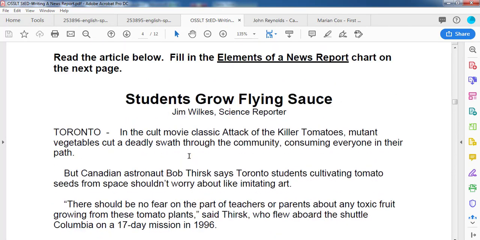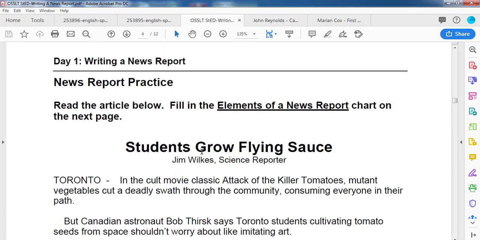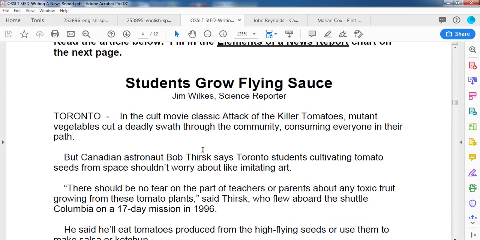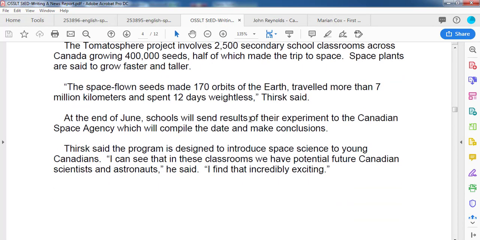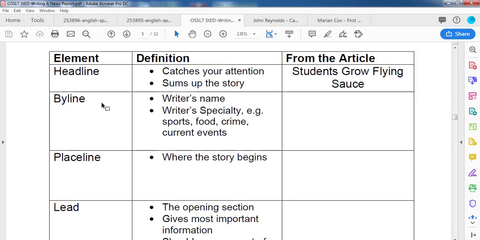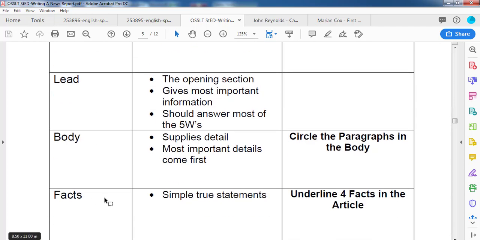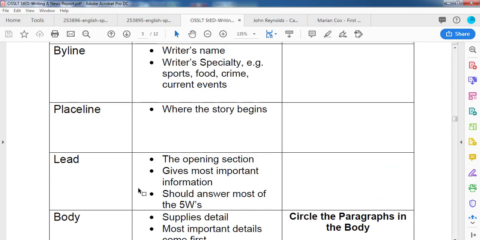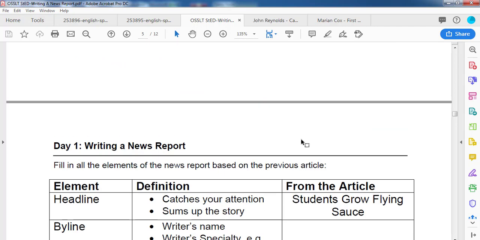A very good exercise to give to your students, after explaining what a newspaper report is, is to give them a newspaper report and ask them to analyze it. Where is the headline? Where is the byline? Where is the place line? Where is the lead? Where is the body? What are facts, quotations? Okay? And remember that the headline should catch the reader's attention and should sum up the whole story.